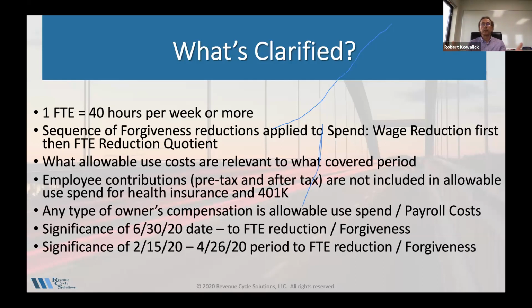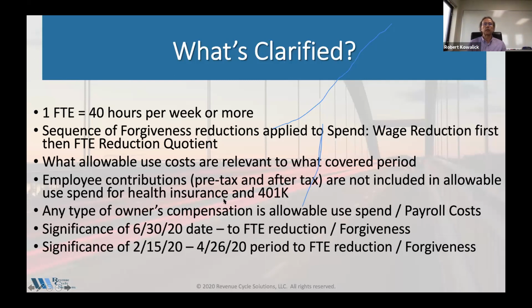There's a major clarification on any kind of owner's compensation. So if you're K1 only, you're not W-2, you're not just sole proprietor or self-employed. If you're single member LLC, managing member LLC, K1, any kind of owner compensation is now clarified that it is allowable. It's part of allowable use spend. It is part of payroll costs.